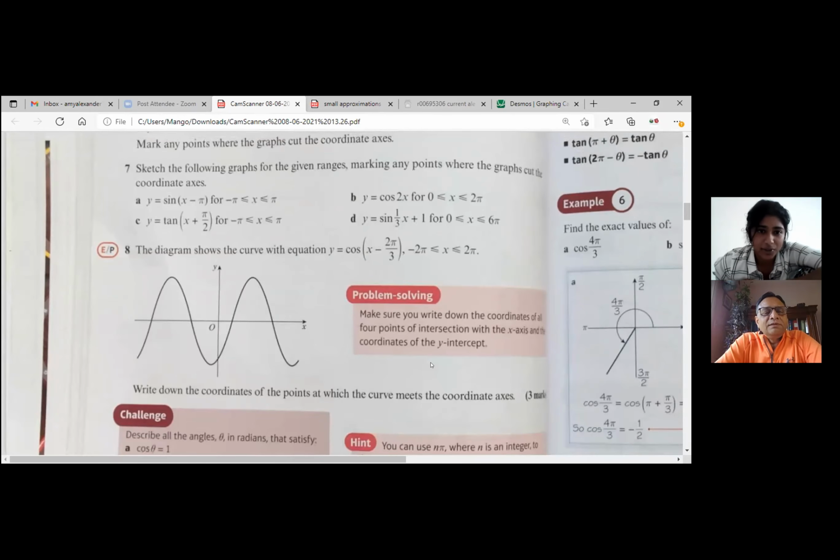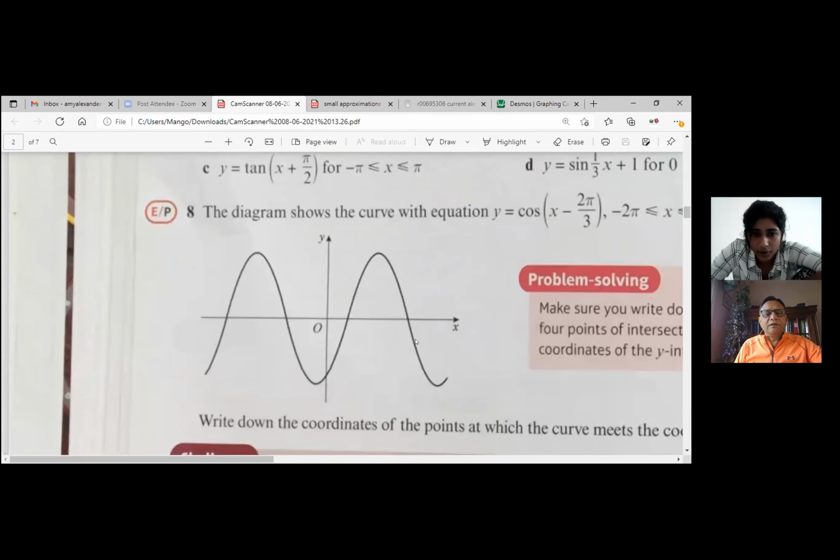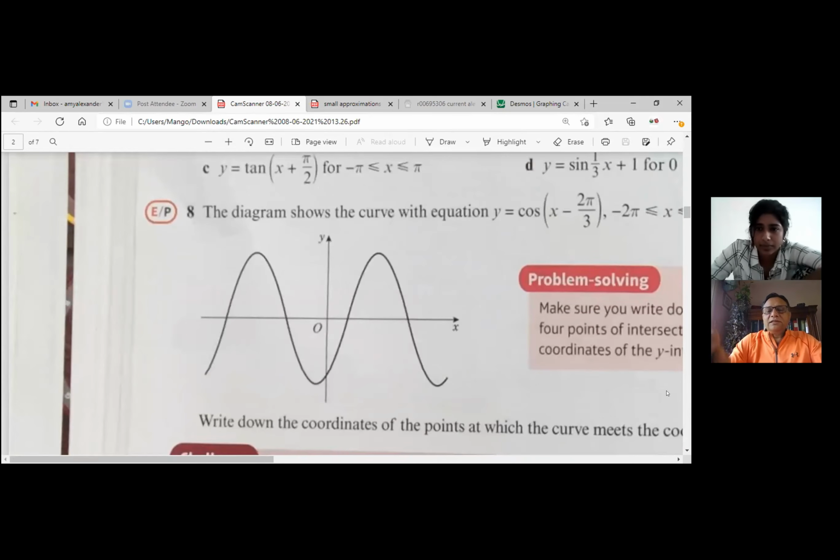The diagram shows the curve with equation y equals cos(x minus 2 pi over 3), where x is between minus 2 pi and 2 pi, both included. Very good. Both included, right? So somewhere on the scale, you have minus 2 pi to 2 pi. And the graph has shifted 2 pi by 3 to the right. Can you enlarge this a bit more? Okay. So the question is to write down the coordinates of the points. Correct. So that's perfect.